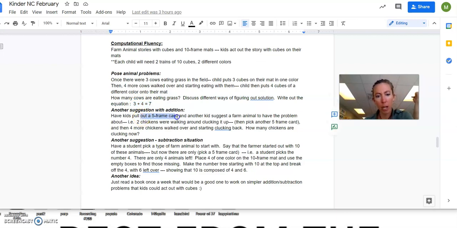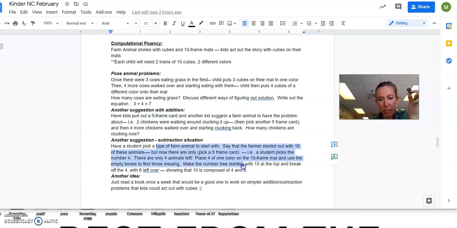Another way of coming up with story problems is to use your 5-frame display cards. And you just have a kid pick out a card. And you say, okay, we're starting with the number. They pick it out, 3. And Joey, what kind of farm animal should we use today? Horses? Okay, we have 3 horses. All right, put that on your 10-frame mat, 3 horses. And so they put 3. And then we pull out another number. Oh my gosh, 5. Oh man, 5 more horses, and so on, right? So you can use your 5-frame cards to make it more exciting.